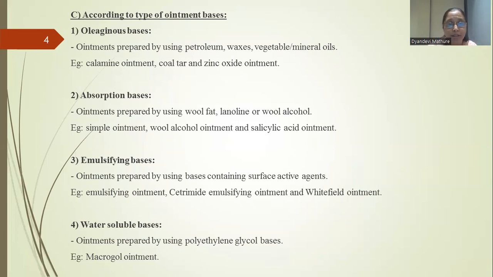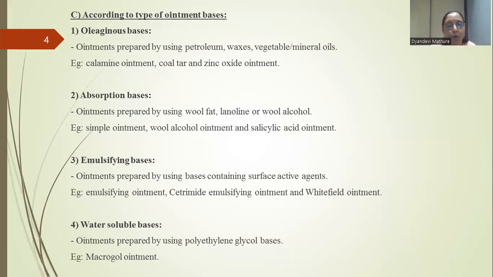So first is oleaginous base. The name itself indicates oleaginous base means it is of course oil soluble. So ointments prepared by using, suppose, petrolatum or petroleum, certain types of waxes, some vegetable or mineral oils. When we use these bases for preparation of ointment, those ointments are considered as ointments prepared using oleaginous base. Say, for example, calamine ointment, coal tar and zinc oxide ointment. These are prepared by using oleaginous bases.